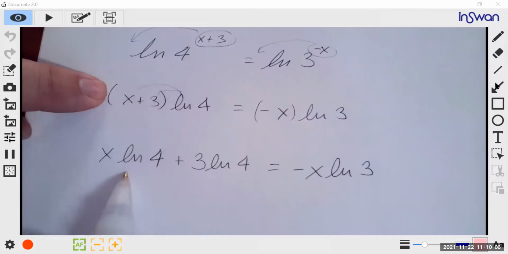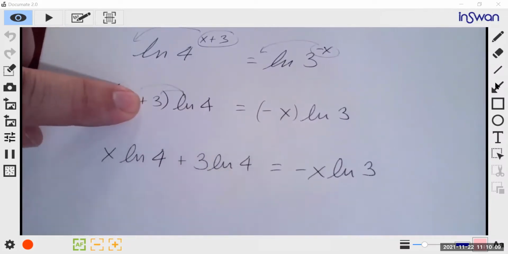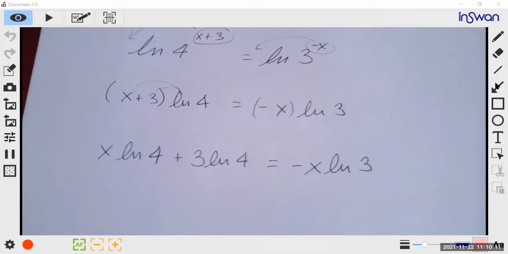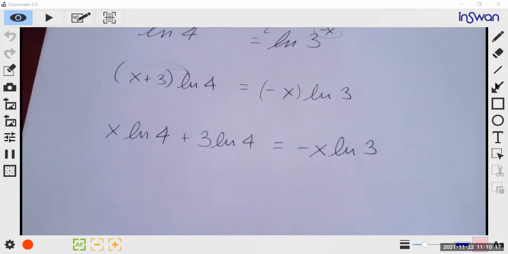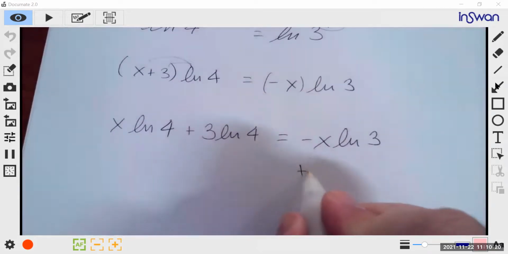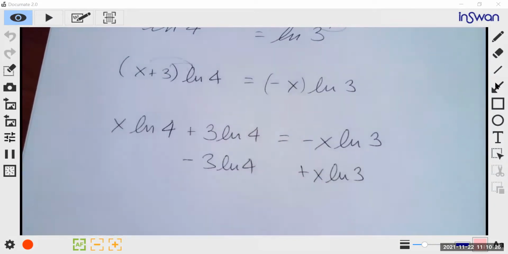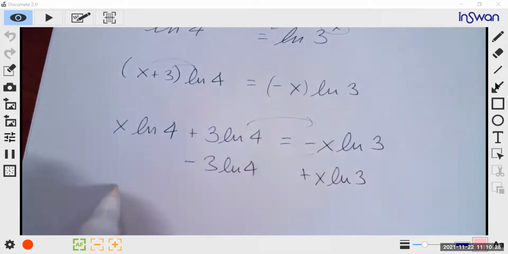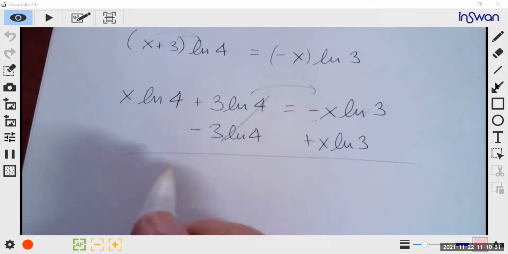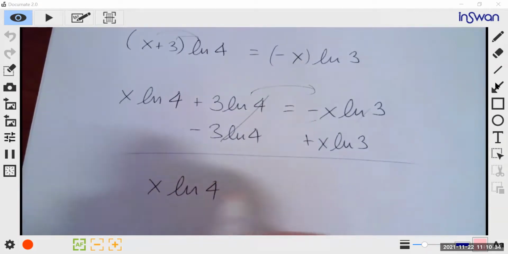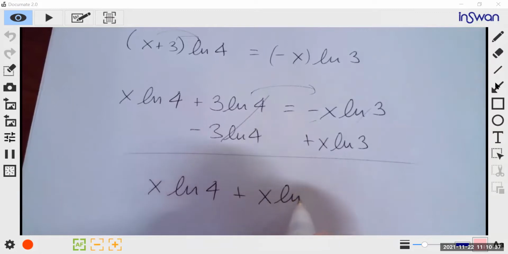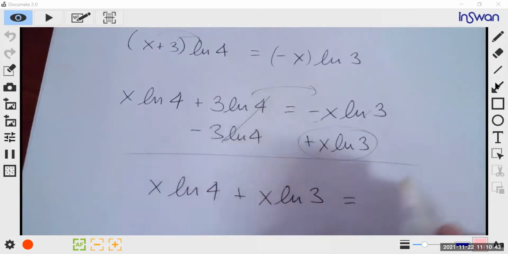So it's x times ln 4 plus 3 times ln 4. Since all the x's go on one side and non-x's on the other, we're going to add x ln 3 here and subtract 3 ln 4. We want this one over there and that one over there. So plus x ln 3, that's this one, equals minus 3 ln 4.